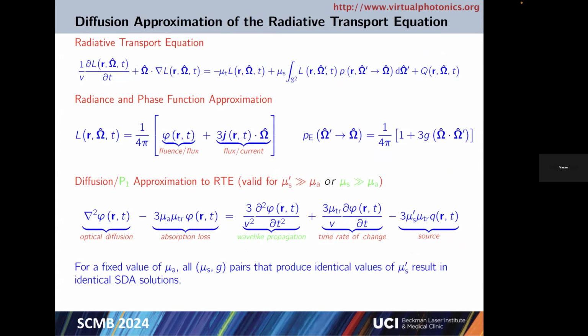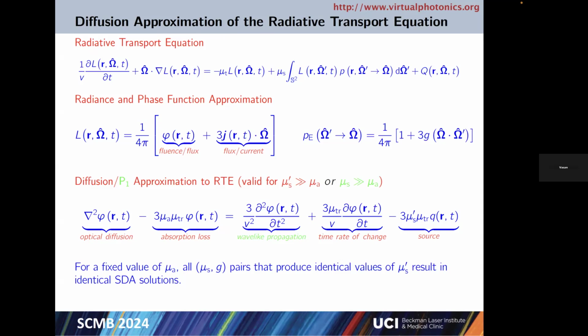But you're familiar with the radiative transport equation. You're familiar with the concept that to derive the diffusion approximation, you assume the functional form of the radiance is essentially an isotropic term plus a cosine theta term. You do the same thing for the phase function. And if you stuff these 2 expressions into the radiative transport equation, and you do some mathematical magic, you get this beautiful partial differential equation, okay?